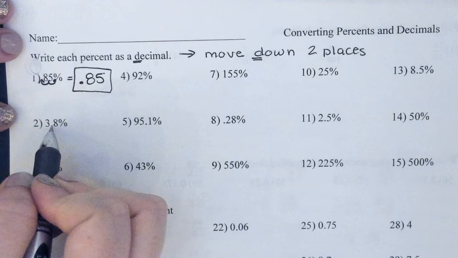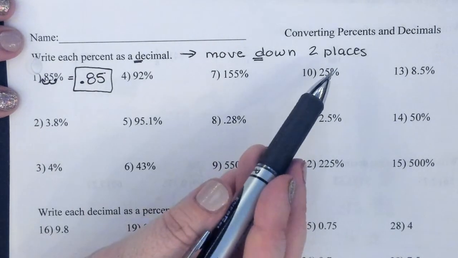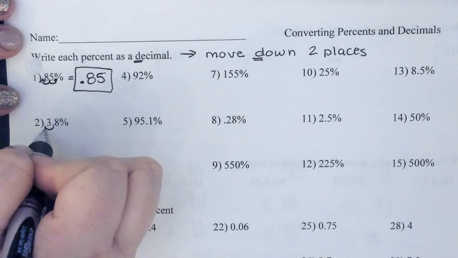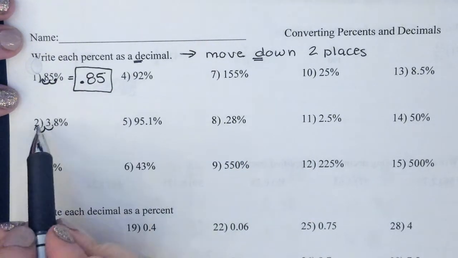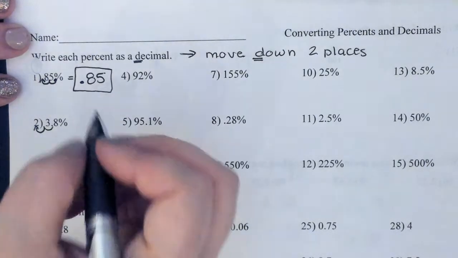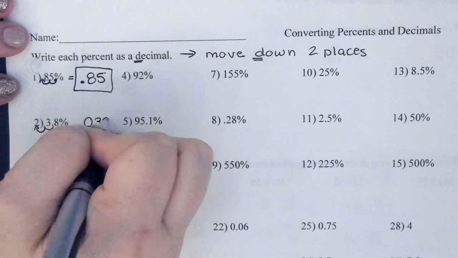Number 2, you'll notice it already has my decimal. So I'm going to move my decimal down 2 places. So which direction am I going? To the left. And we're going to count out. 1, 2. Now you'll notice I ended up with kind of an empty scoop here. What do you think I'm going to put in that empty scoop, Noah? A 0. So I'm going to make that 0.038.